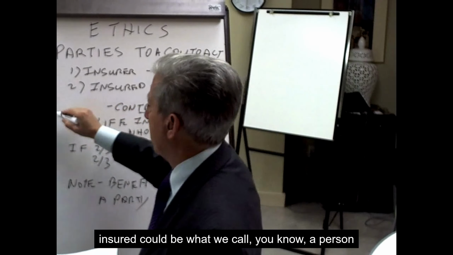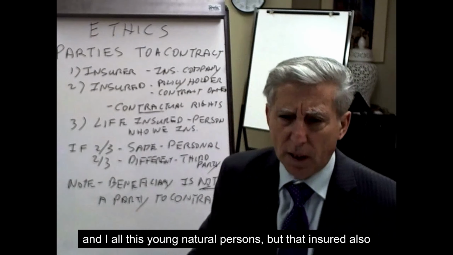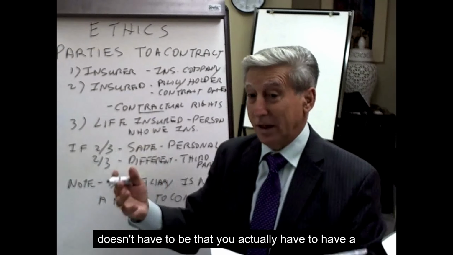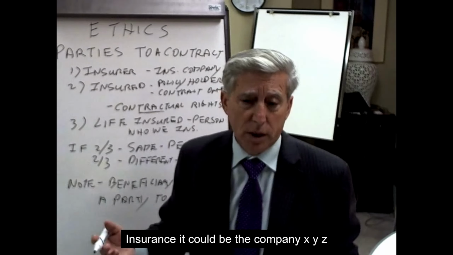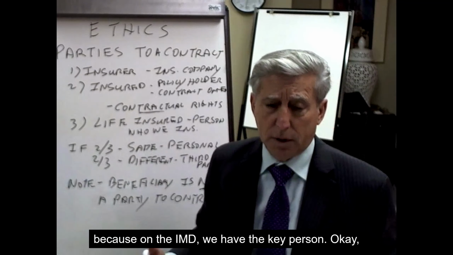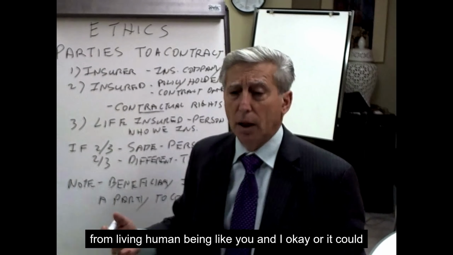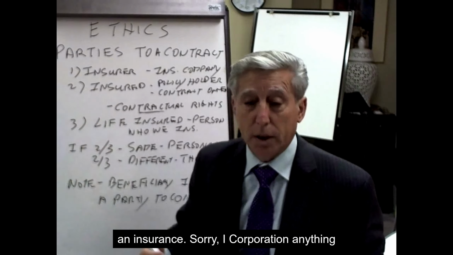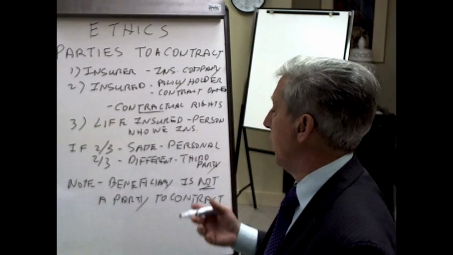And the insured could be what we call a natural person. So you and I obviously are natural persons. But that insured also could be a legal person, in other words, a corporation. So it doesn't have to be a natural person who owns a contract. A corporation can own. So, for example, when we talk about key person insurance, it could be the company XYZ Inc. that owns a policy on my life, let's say, because I am the key person. So the insured could be a natural person, a living human being like you and I, or it could be a legal person, such as a trust or a corporation, anything along that line. Basically those are the two kinds of persons that we have.